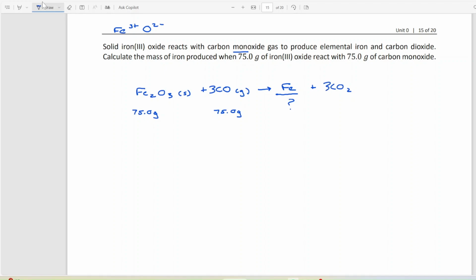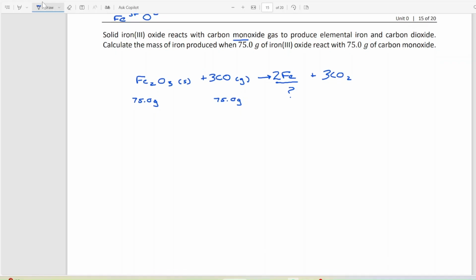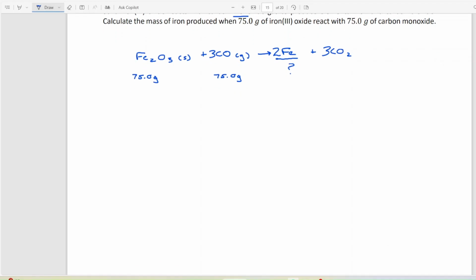So then I could put a 3 on my carbon dioxide, and now my carbons are balanced. And then all I have to do is put a 2 on my iron. And just like that, it's balanced. But trust me, it took me a long time the first time I was trying it. So now we're going to start the limiting reagent part.